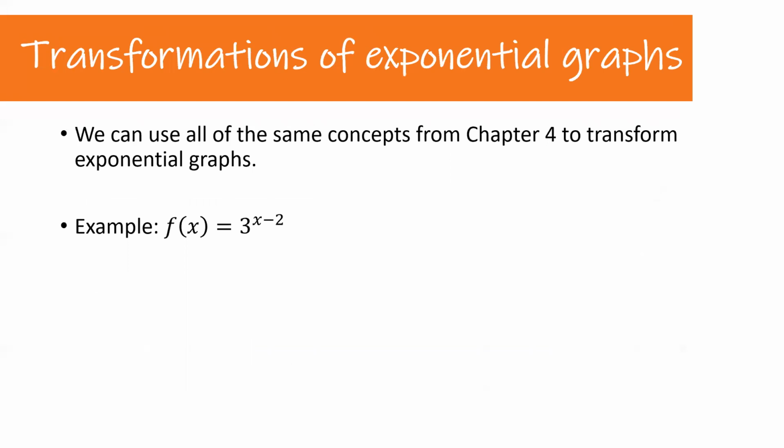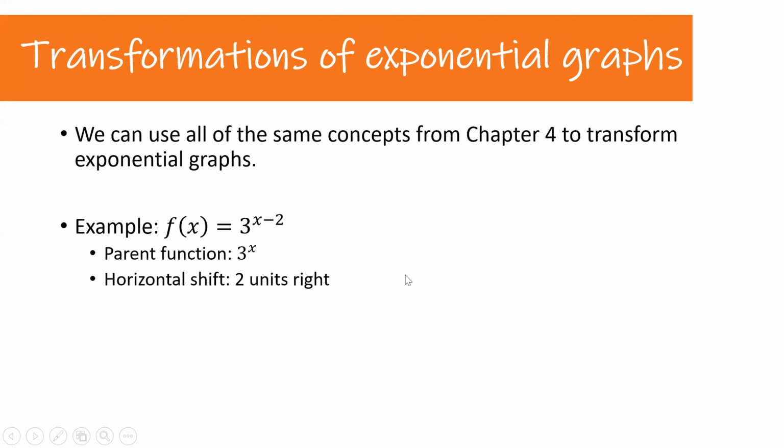Now, as I just mentioned, we can do transformations on exponential graphs, just the way that we did them in the previous unit. I believe it was chapter 4 that we covered transformations. So, for example, if we have f of x equals 3 to the x minus 2, notice that this minus 2 is partnered up with the x. We can actually have little parentheses right here. So that's going to mean that we have a horizontal shift. Since it's minus 2, it's going to move it to the right. And so our parent function is 3 to the x, and it's going to shift 2 units right.